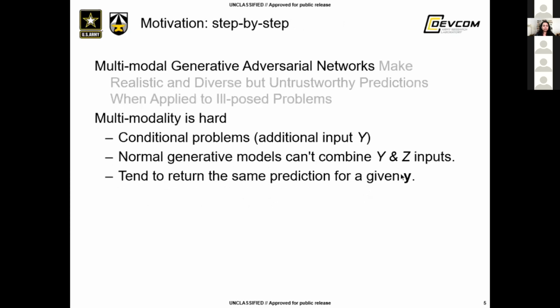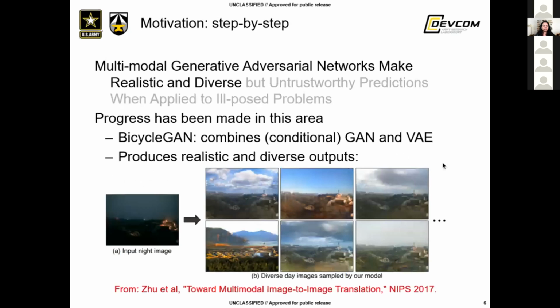So it turns out that when you try to extend this to conditional problems, where you have some partial information, some conditioning information that you want your answer to be consistent with, it's more difficult to get multimodality. With a simple application of just adding stochastic noise and conditioning information to a problem, you tend to get the same prediction for a given y every time, which isn't very helpful.